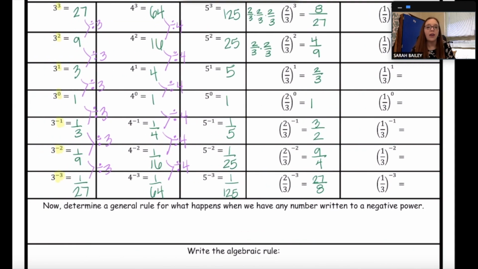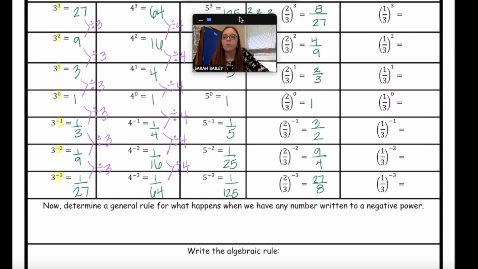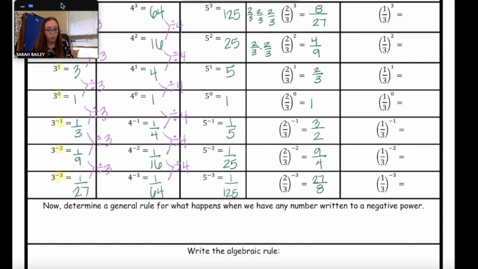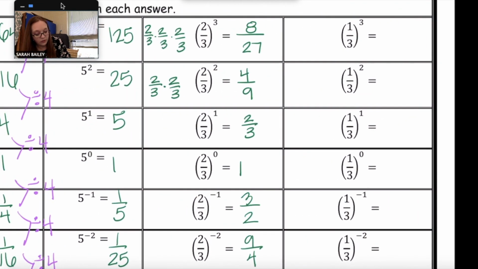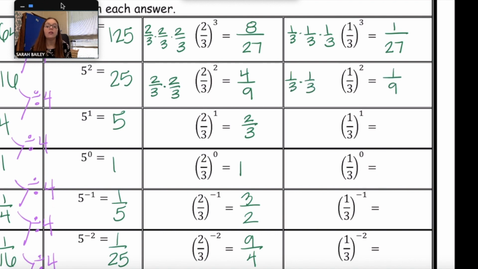Okay, let's do the last one. I'm going to move my picture over here to this side. I've got 1/3 cubed, which means 1/3 times 1/3 times 1/3. Remember, when you're multiplying fractions, you multiply straight across. So that's going to be 1/27. 1/3 squared means 1/3 times 1/3, which is 1/9. 1/3 to the first power is just 1/3. And we just said on the previous page, any number to the 0 power is 1. Now let's use our pattern to help us when we do 1/3 to the negative 1 power.